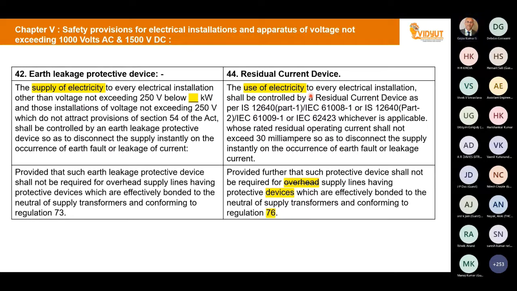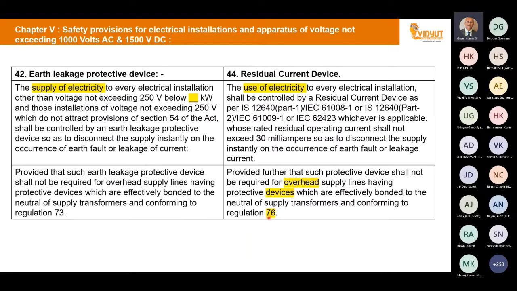Earlier there was some confusion: up to a certain kilowatt of load you needed it, below that you didn't. All these things are removed. Very simple: every installation should have an RCD. Also, please read the second para of this regulation. Provided further that such protective devices shall not be required for overhead supply line having protective device which are effectively bonded to the neutral of the supply transformer and conforming to regulation 76. Here I just struck out overhead supply, because nowadays underground supplies are also there. So removing this probably improves the standard.